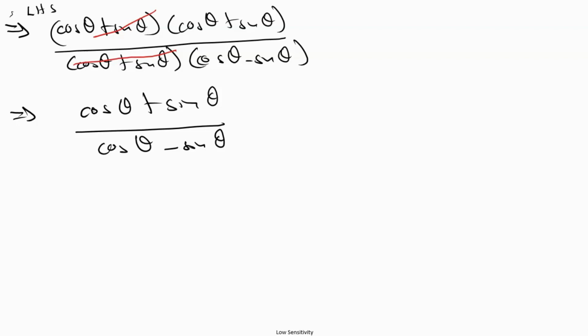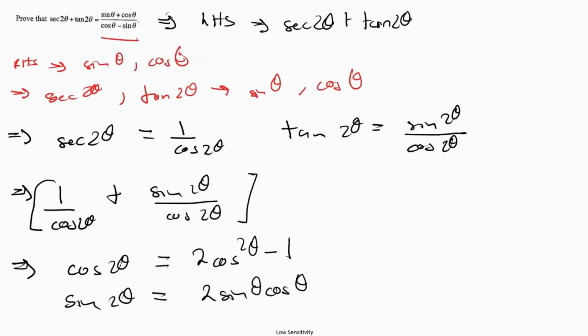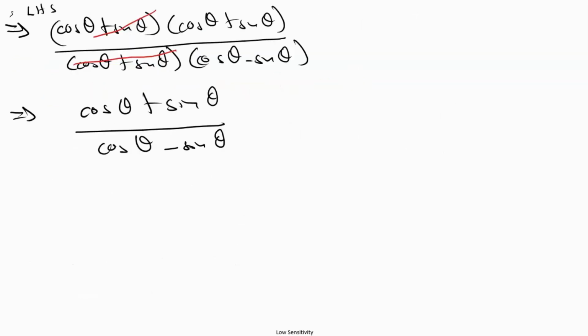Alright, so is that what we have here? We have shown that the left hand side equals cosine theta plus sine theta over cosine theta minus sine theta. Awesome. We've gotten to the end of our tutorial.